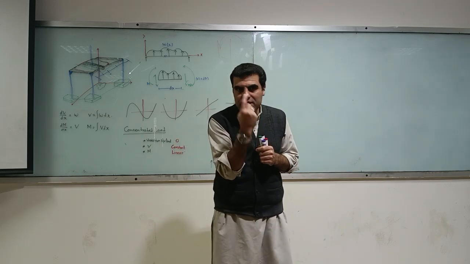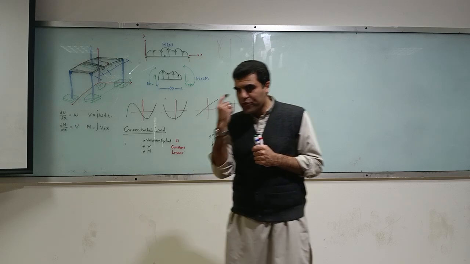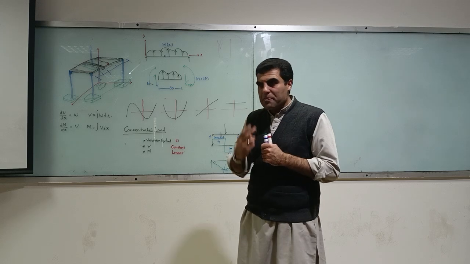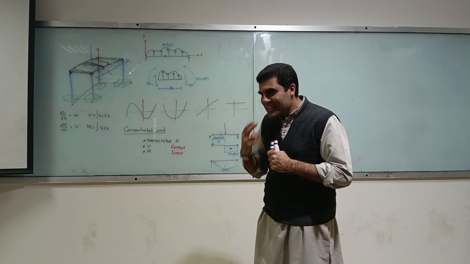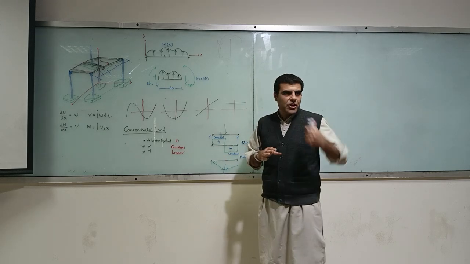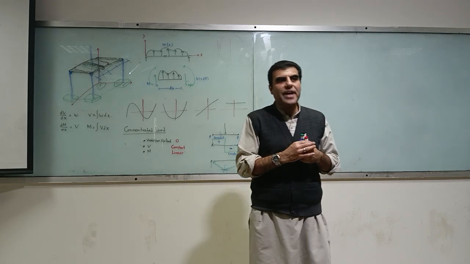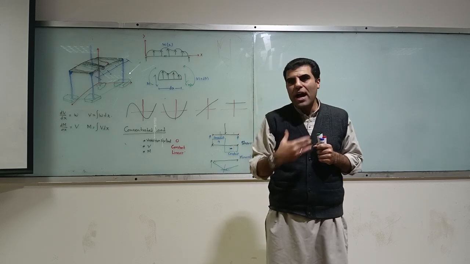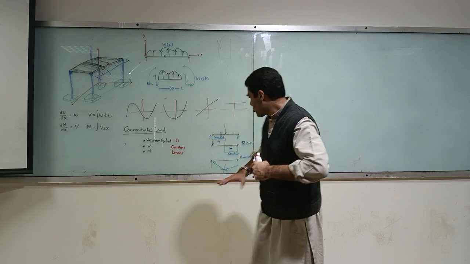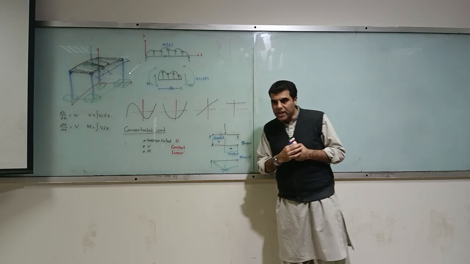That's the first information which the shear force and bending moment diagram gives us. And the second thing, which is a bit hidden, is your equilibrium. It tells you whether your equilibrium is satisfied or not. In other words, whether you have determined your reactions accurately or not. That's what the shear force and bending moment diagram also gives you.